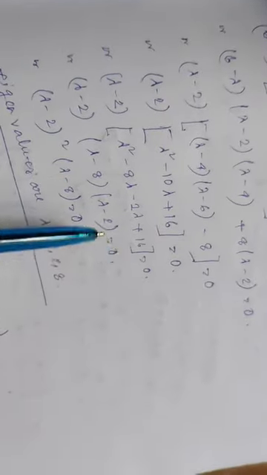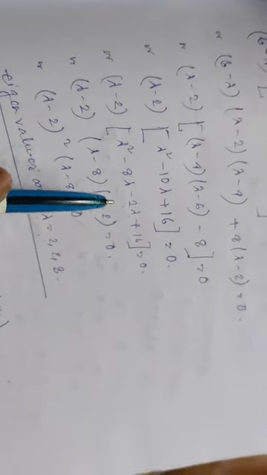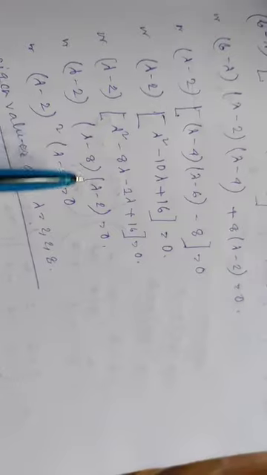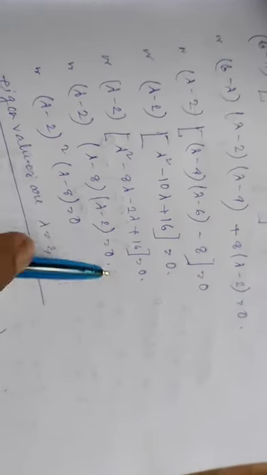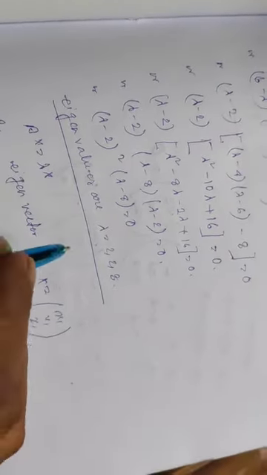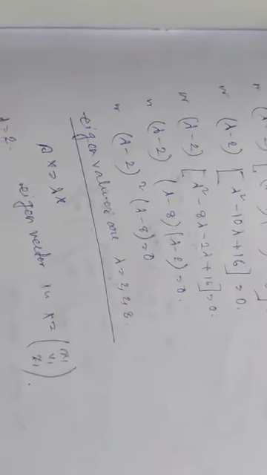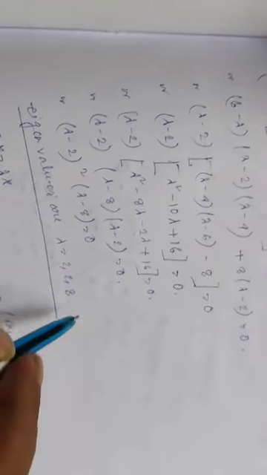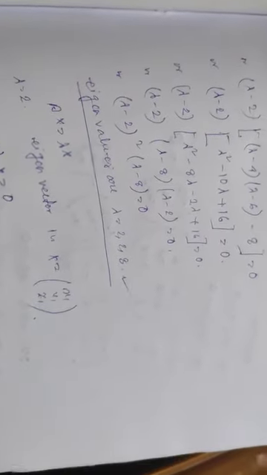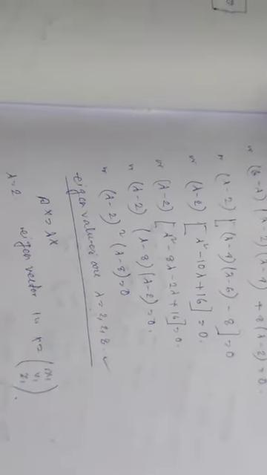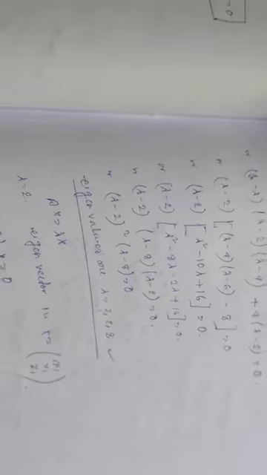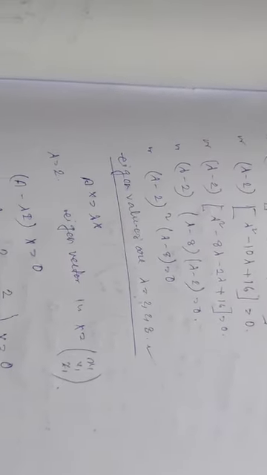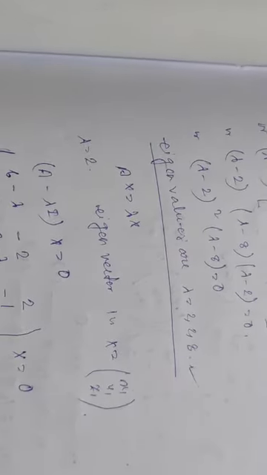Then, after simplification, by the middle term factorization, we get (lambda minus 2) into (lambda minus 8) into (lambda minus 2) is equal to 0. So from here we get (lambda minus 2) whole square into (lambda minus 8) is equal to 0, and the eigenvalues are 2, 2, 8. Here one eigenvalue is repeated, that is 2. Now we have to find the eigenvectors using the relation Ax is equal to lambda x.